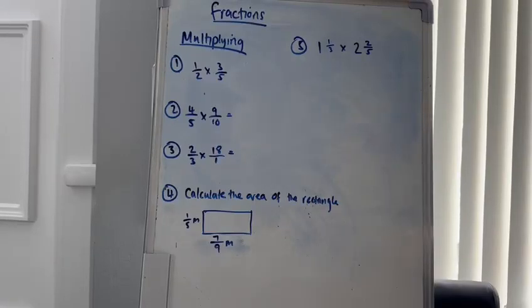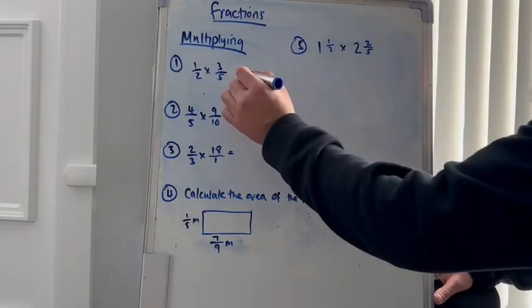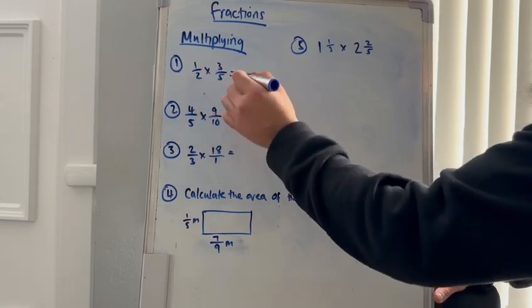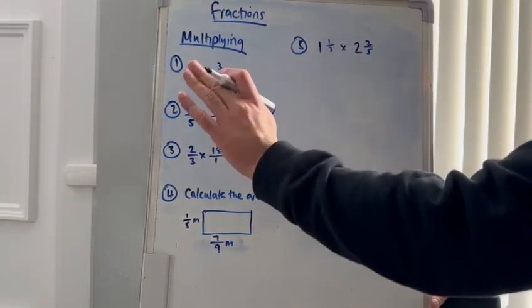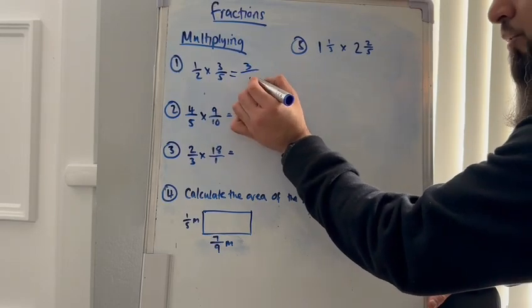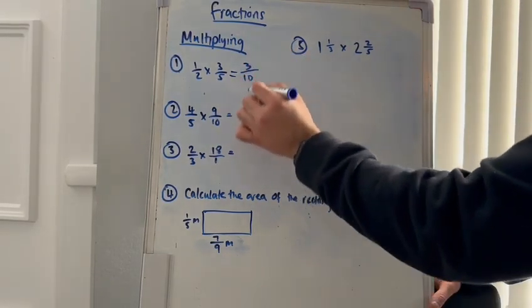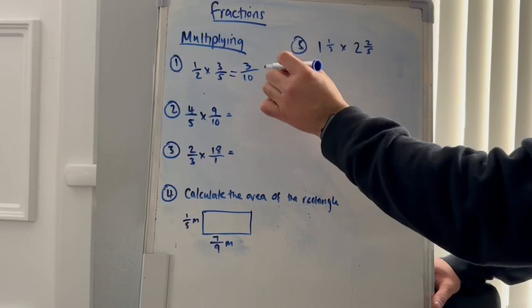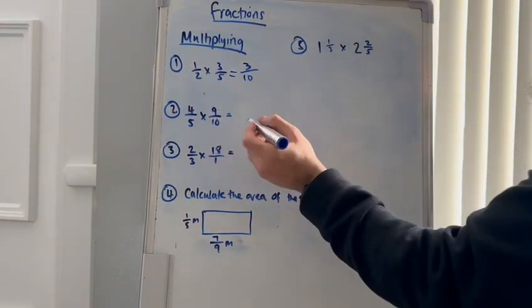Multiplying fractions is quite straightforward. The tops times by each other and the bottoms times by each other. That's as simple as it is. 1 times 3 is 3, 2 times 5 is 10. I can't divide those by anything. There's no number that they can both divide by, so I can't simplify it.